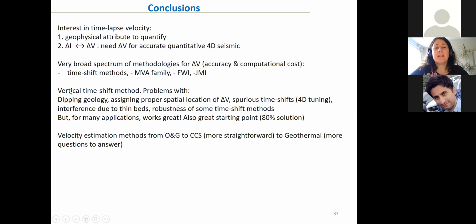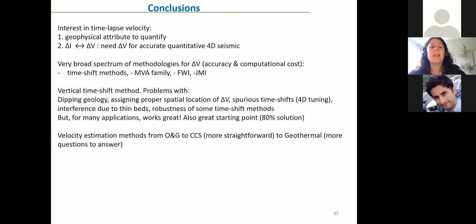I explained that we can start with these simpler methods, but then we may have problems due to dipping geology, where we're assigning the proper location of delta V, these spurious time shifts, interference due to thin beds, the robustness of some time shift methods. But for many applications, these very low cost, low effort solutions work great. And if they don't, they can be considered a great starting point or your 80% solution.